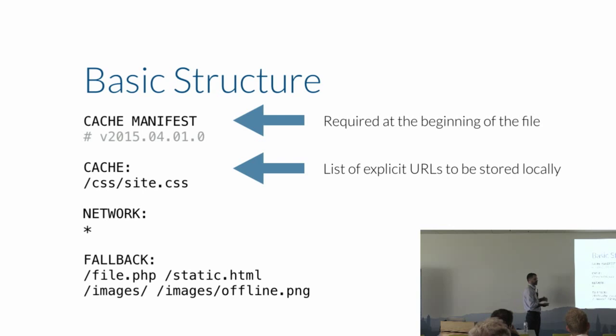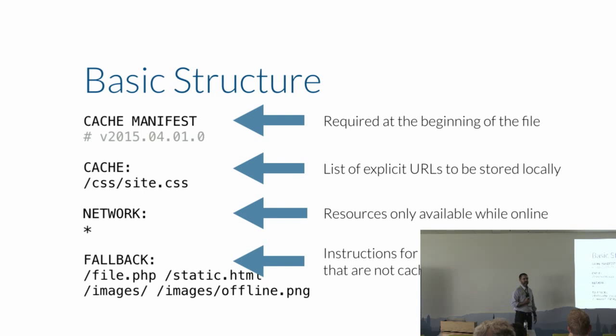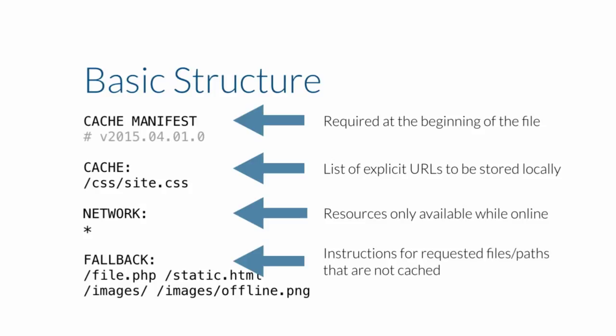Cache is the explicit section where you're listing all of the files that you want to be pulled down. Network, you'll probably just always use the star, is to say anything that I'm not listing here, just assume it's available on the network. And lastly, fallback is a way to point an existing resource to something else if they're offline. So an example here would be you have a file that generates dynamic content. Well, if they can't get to the server, it's not going to be able to generate that dynamic content. So you may want to point them to a static file instead. Or you can say that any images that I'm not listing previously, give them this fallback image.